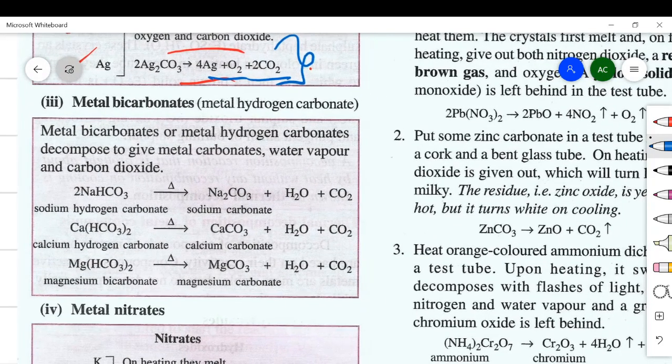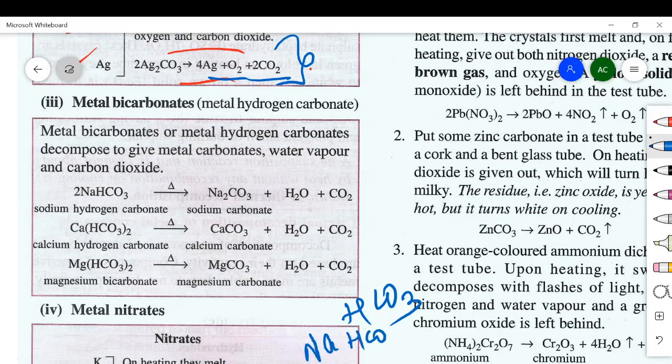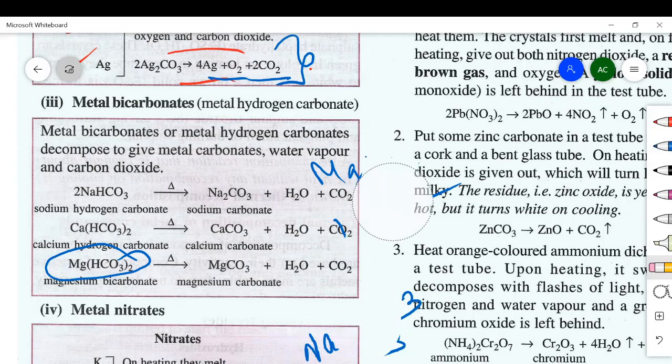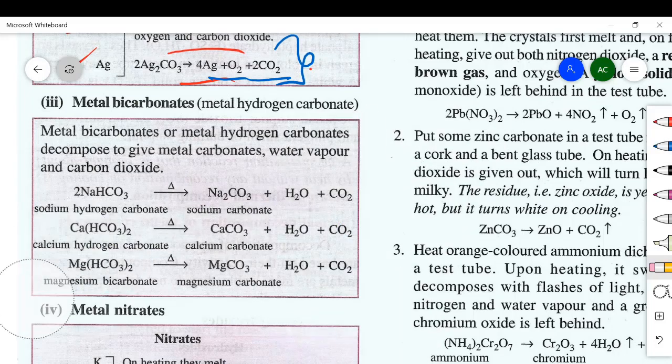Now the second thing is bicarbonates. How will you form the formula of bicarbonate? Bicarbonate is HCO3, and the valency is 1. So sodium bicarbonate will be NaHCO3. What will be the formula of magnesium hydrogen carbonate? This will give you 1, this will give you 2. So the formula becomes Mg(HCO3) whole twice. So this formula making you should know. We have already taught you in class 7th and class 8th.